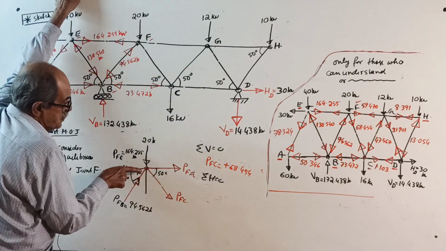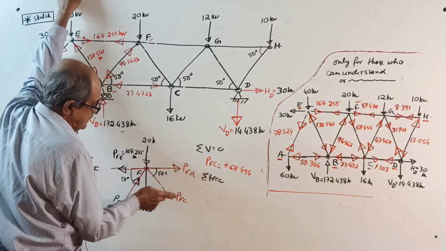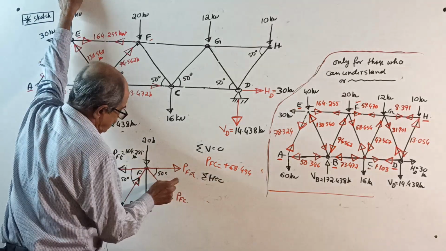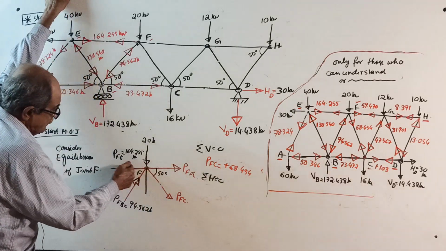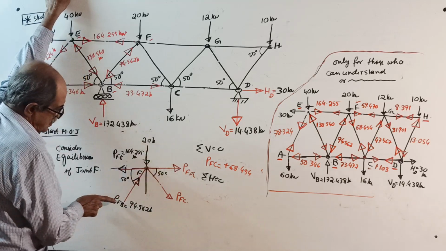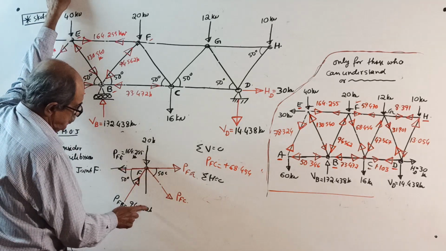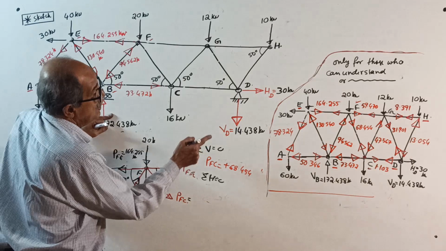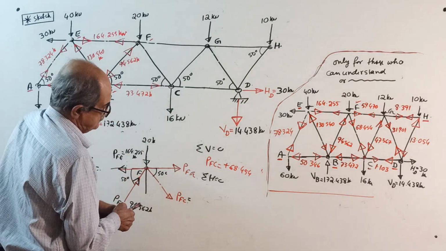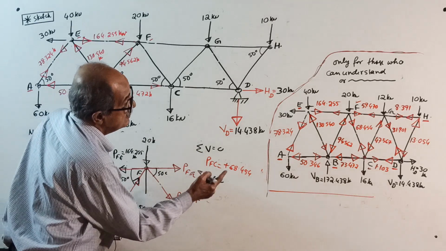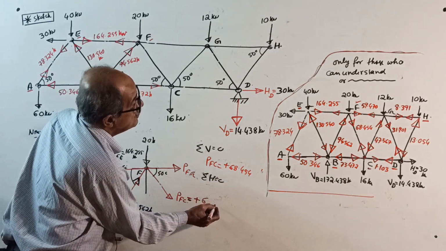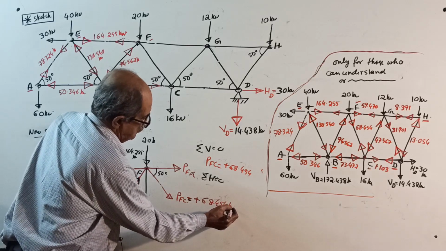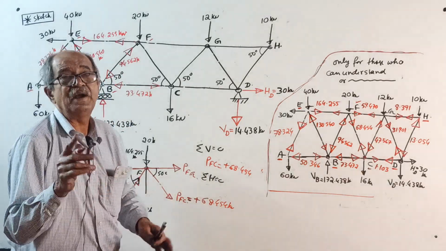Right side positive. Plus PFC cos 50 minus 164.255 plus 94.562 cos 50 equal to 0. You will get PFC equal to plus 68.454. Okay, you calculate. You should listen to what I am telling and write.